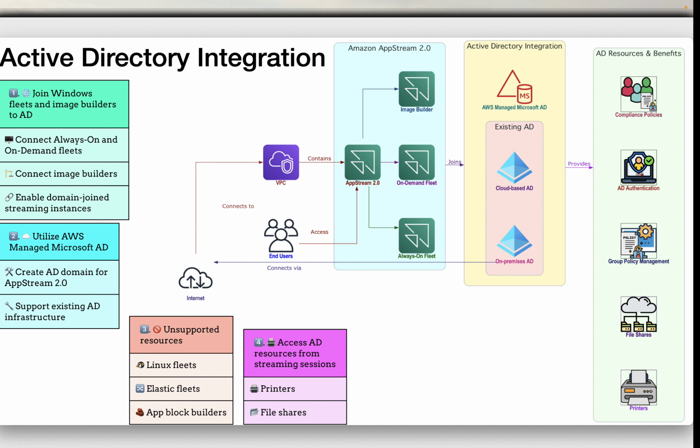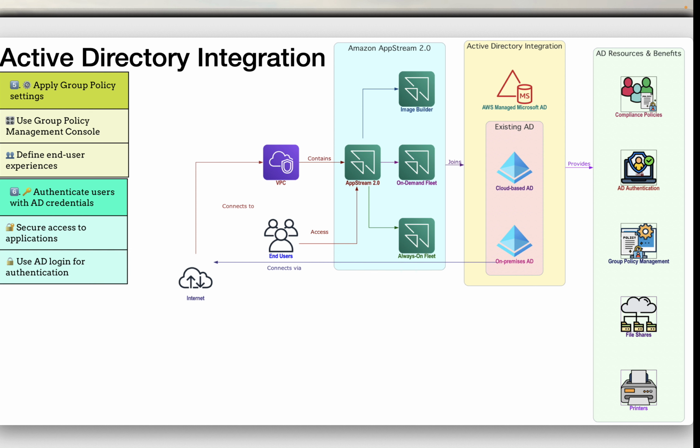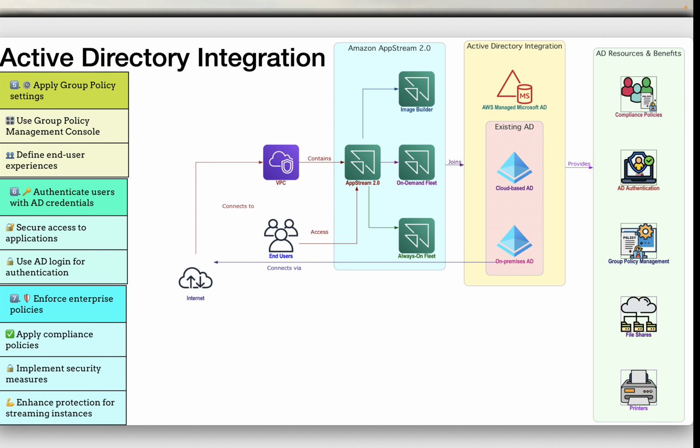Users and applications can access Active Directory resources like printers and file shares during these streaming sessions. You can use the Group Policy Management Console (GPMC) to define end-user experiences by applying group policy settings. Stream applications that require user authentication using Active Directory login credentials for secure access. Apply your organization's compliance and security policy to AppStream streaming instances for enhanced protection.